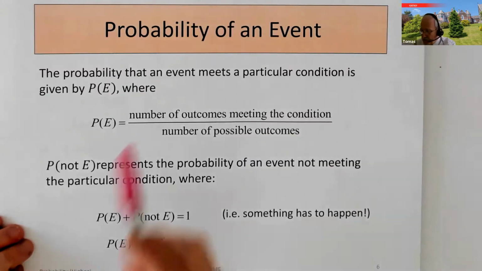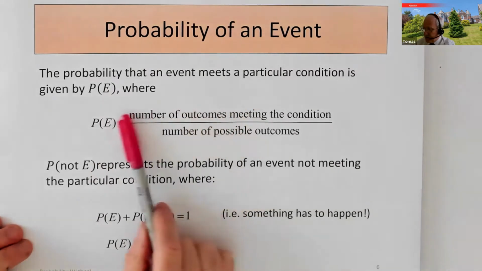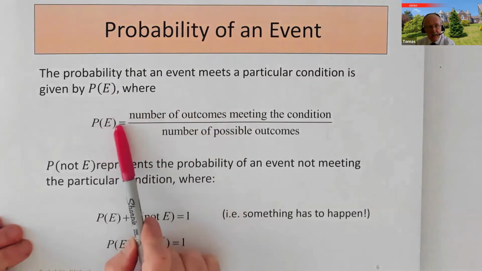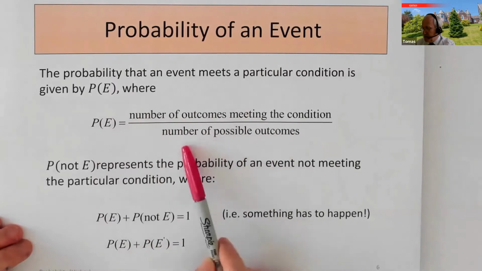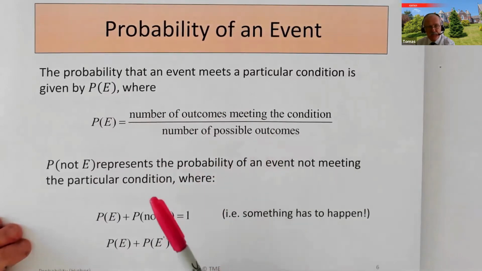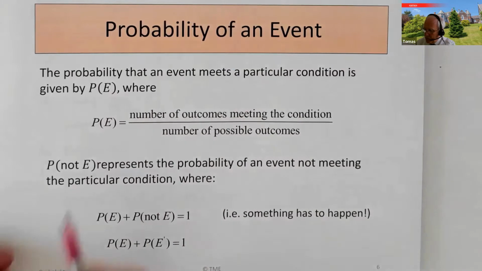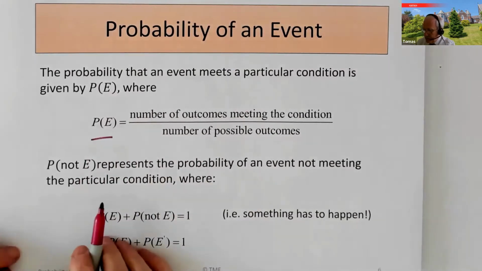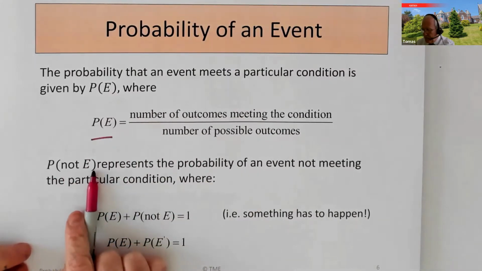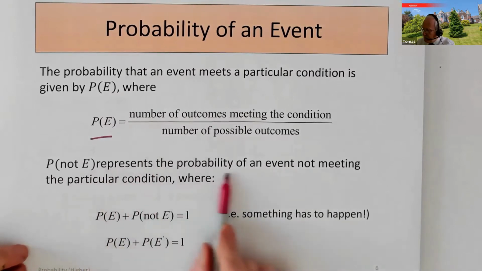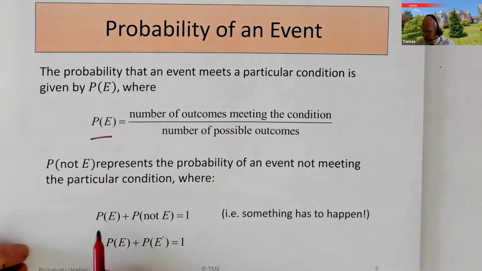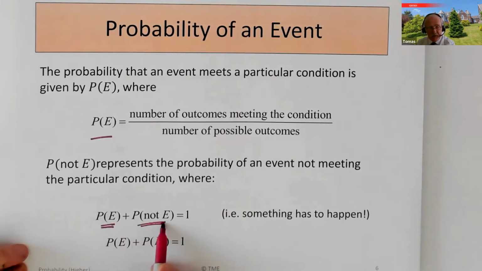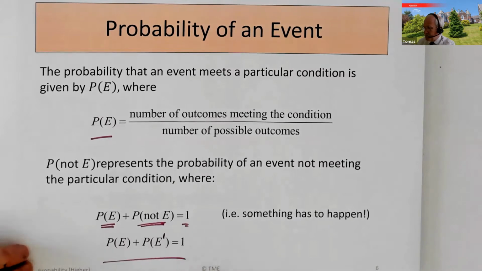So from a formula point of view, the probability that an event meets a particular condition is given by P(E), the number of outcomes meeting it over the possible number of outcomes. P(not E) is the probability that it won't happen, and that represents the other possibilities. The probability of something happening plus the probability of it not happening must equal 1, because either it happens or it doesn't, and that's the total set. So P(E) plus P(not E) equals 1.